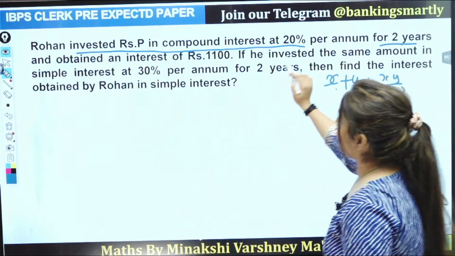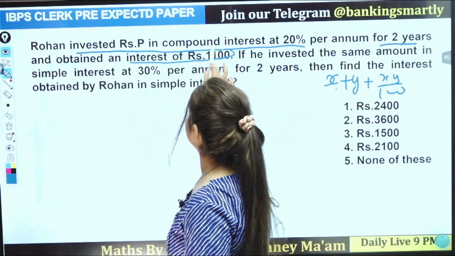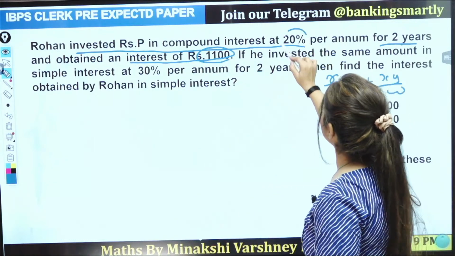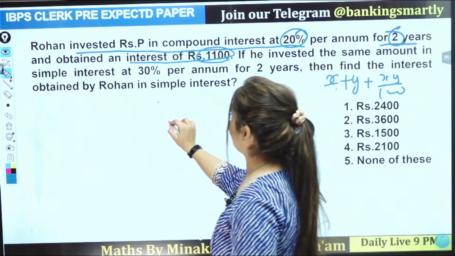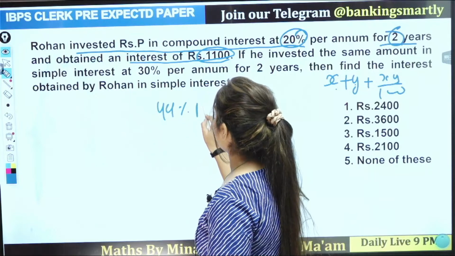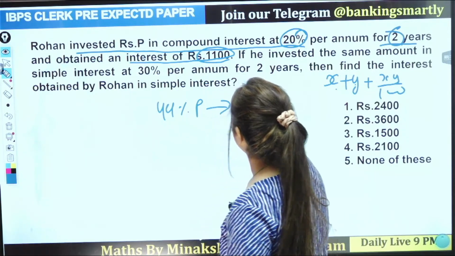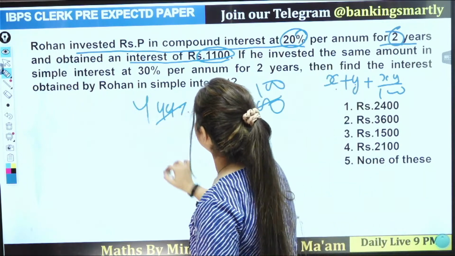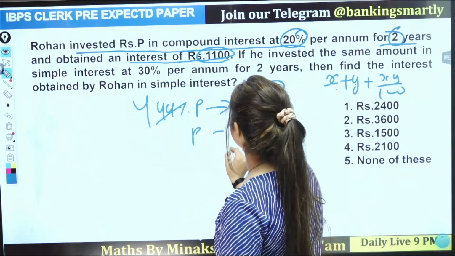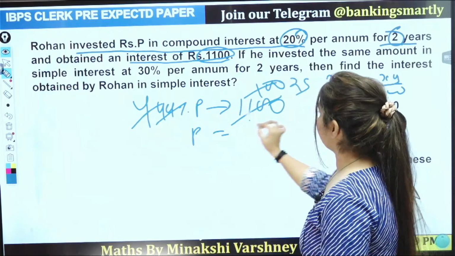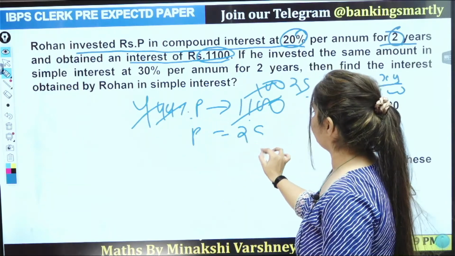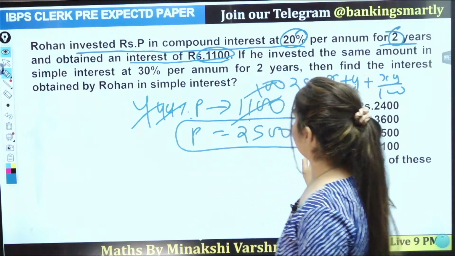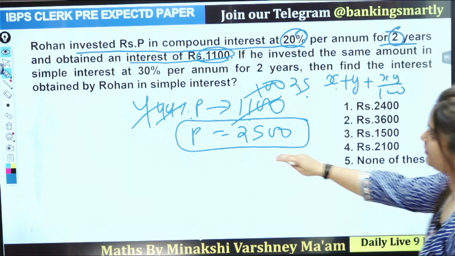Now he obtained the interest of this amount. That means 20% for 2 years CI is 44% of the principal, and this is given as 1100. So you can cancel this part, 11 fours are, so P is equal to 25 times and this 20, that means 2500. P is equal to 2500. So you have the principal here.